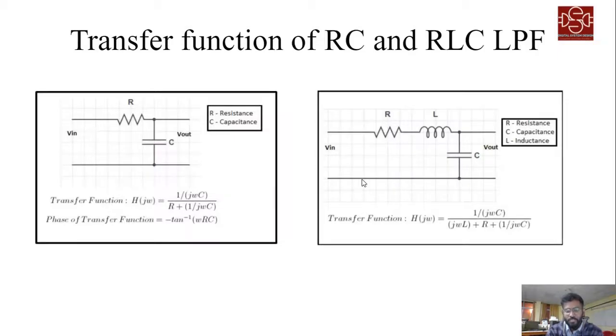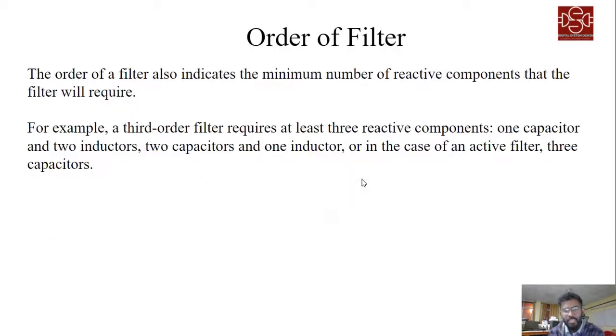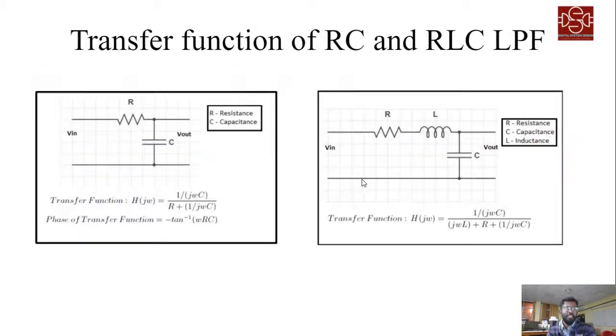For that reason I have put these two diagrams for understanding the low pass filter. These are the passive components, and there is an order of the filter. The order of the filter can actually be related from this slide.